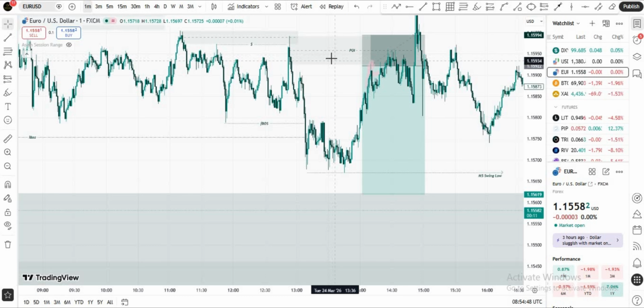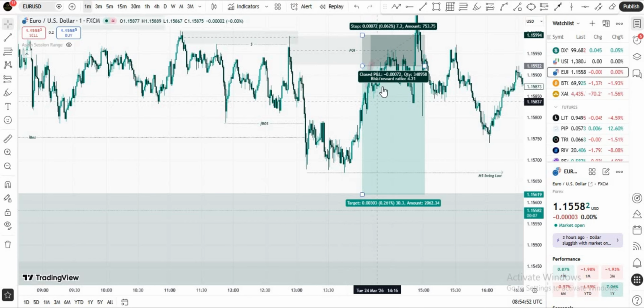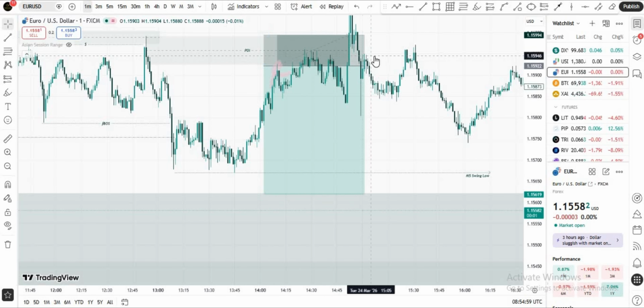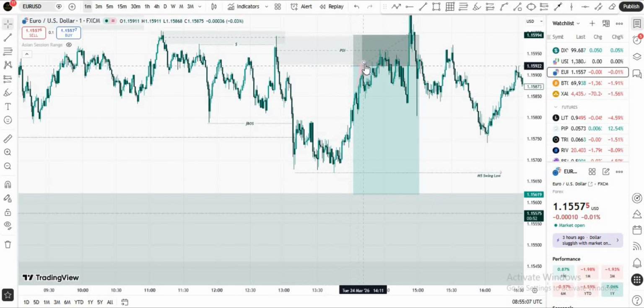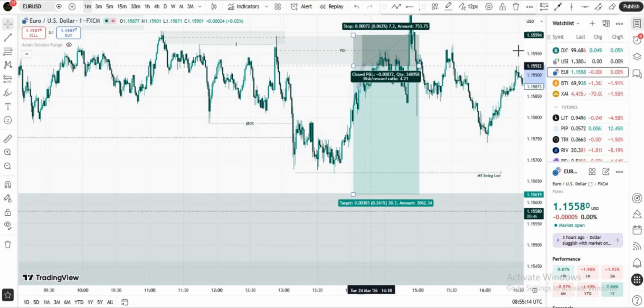Once price mitigates an unmitigated block, once price mitigates a fresh supply zone and comes back again to mitigate a second time, if the second time it doesn't just liquidate the first mitigation of that block and just starts ranging within that supply zone, just know that that supply zone has lost its strength at that point. It has a high chance of failing, right?